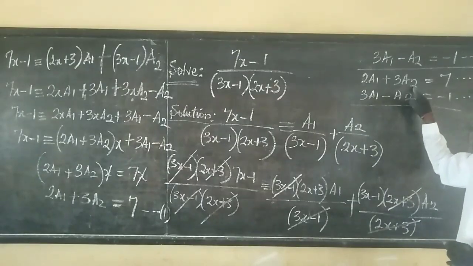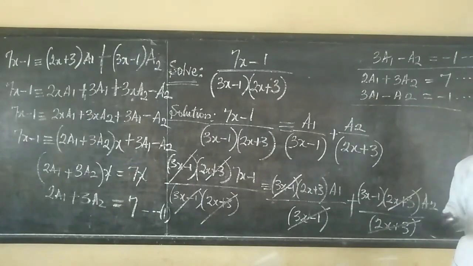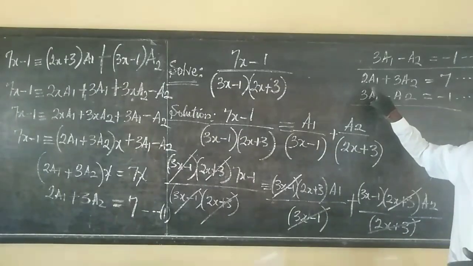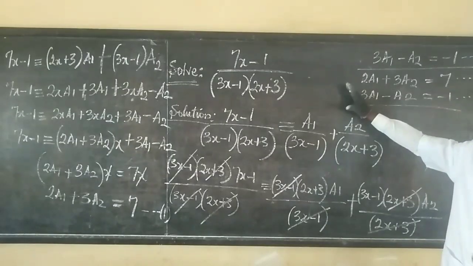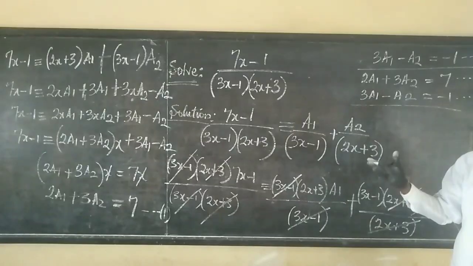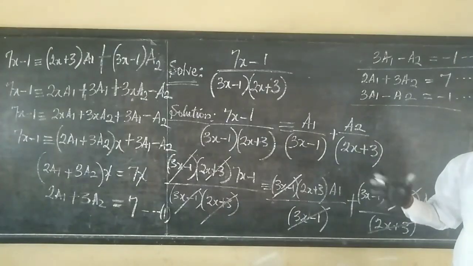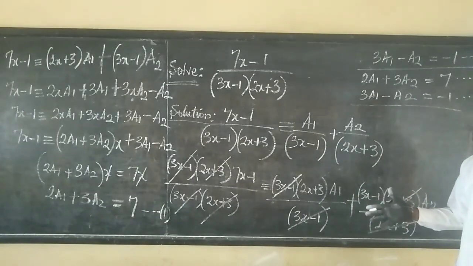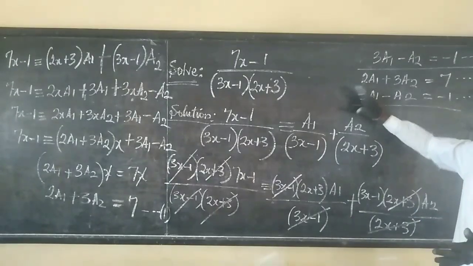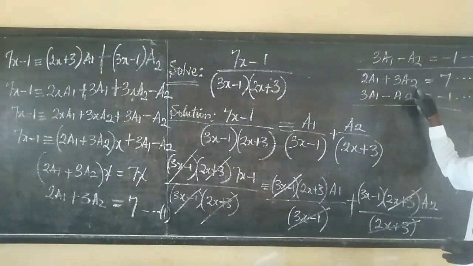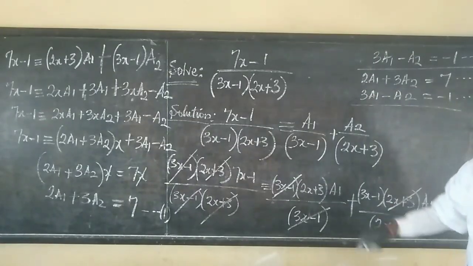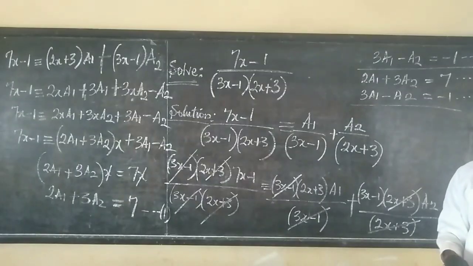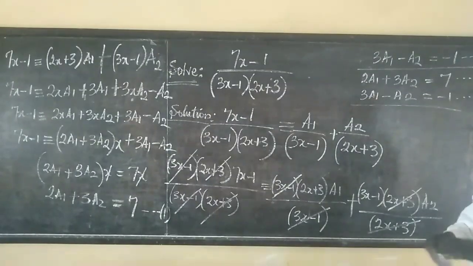I want to find A2. And for me to find the value of A2, I have to eliminate A1. That is called the elimination method when solving using simultaneous equations. So if I eliminate A1, I'll be able to find A2. If I want to find A1, I have to eliminate A2. That is the elimination method in solving simultaneous equations.